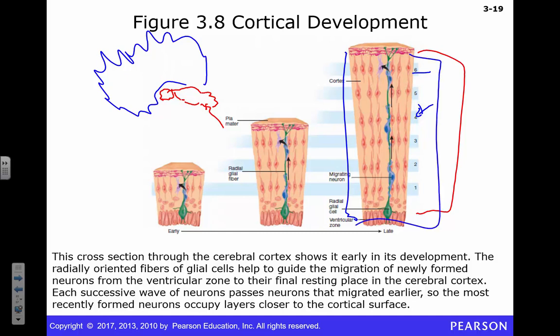If you know there are 6 layers, I'm going to be happy. Okay? So keep that in mind. Questions about that?